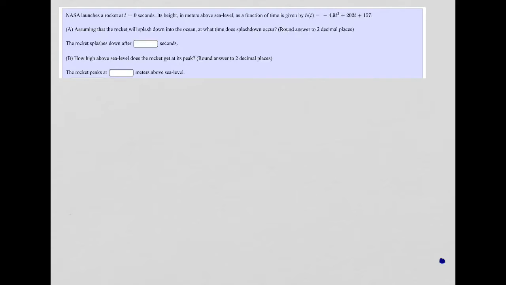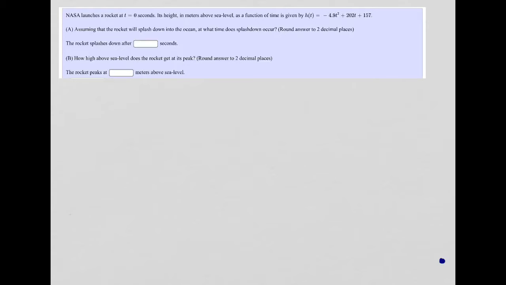In this example, NASA launches a rocket at t equals 0 seconds. Its height in meters above sea level as a function of time is given by h of t equals negative 4.9 t squared plus 202 t plus 157. Part A: assuming that the rocket splashes down into the ocean, at what time does the splashdown occur? Round to 2 decimal places.